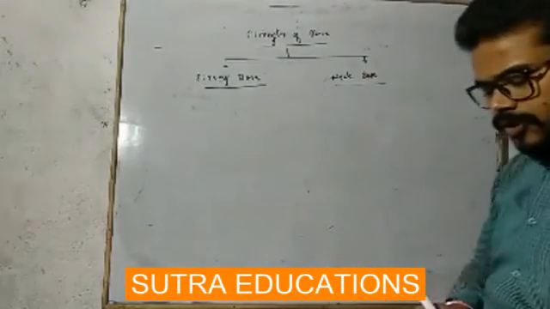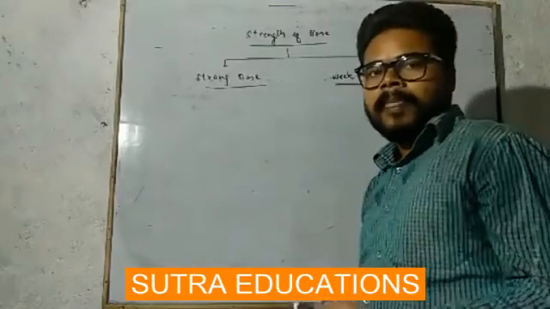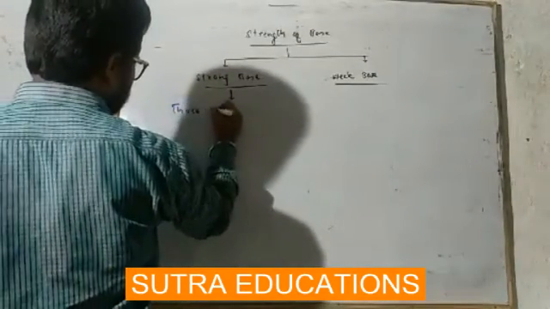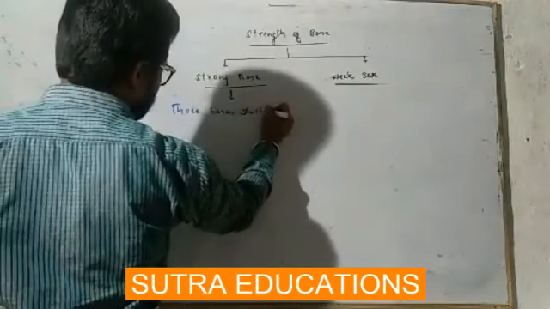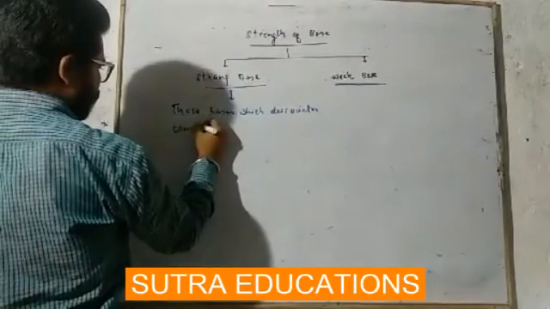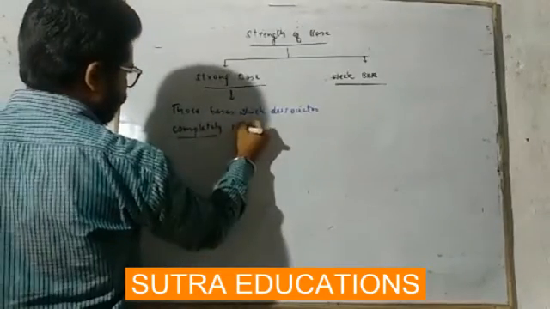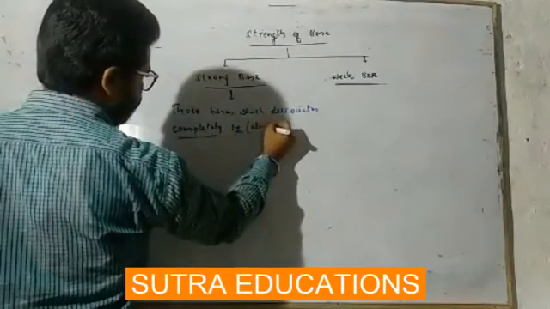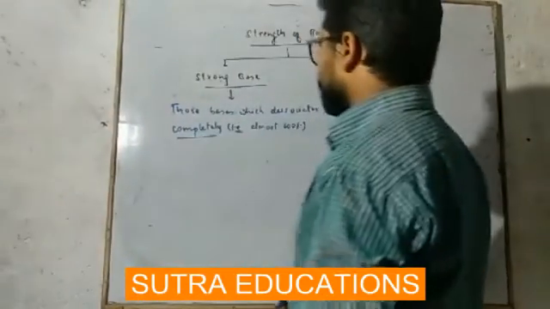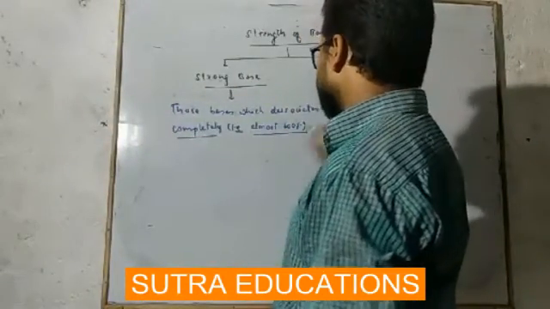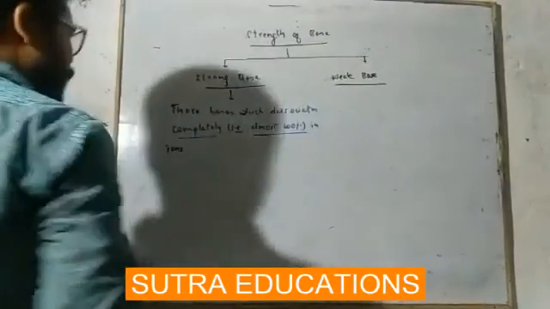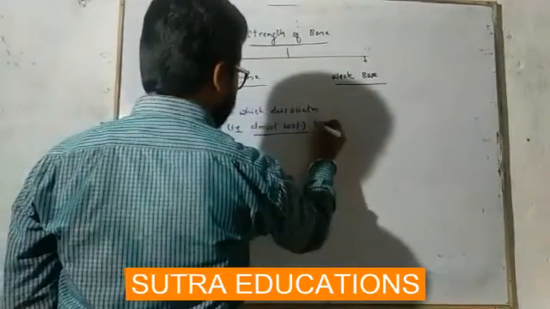What are strong bases? Strong bases are those bases which dissociate completely, that is almost 100% in ions, or simply write here, to give OH- ions.